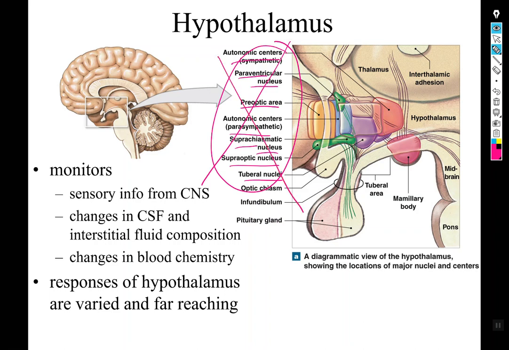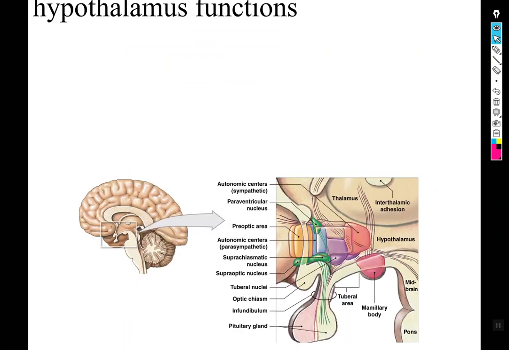There's too many of them and their functions are too varied and too specific. So don't try to memorize all of this stuff. I'm more concerned with you memorizing the overall function of the hypothalamus, which includes these two bullet points and others. So let's continue to talk about it.